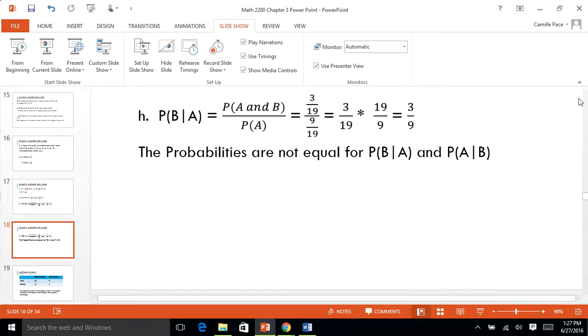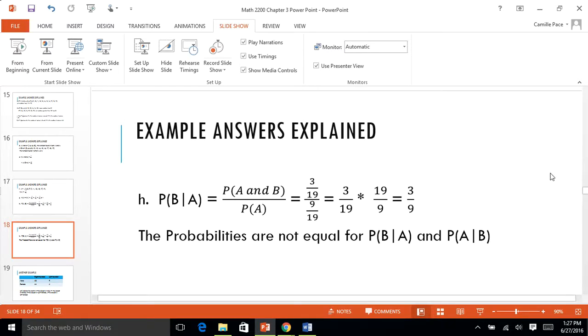All right, so here we go. Now it wants to know the probability of B given A. And all you have to do then is change the probability on the bottom. So again, the probability of A and B is 3 over 19, and the probability of A is 9 over 19. So 3 over 19 times 19 over 9 gives you 3 over 9. The probabilities are not equal for the probability of B given A and the probability of A given B.